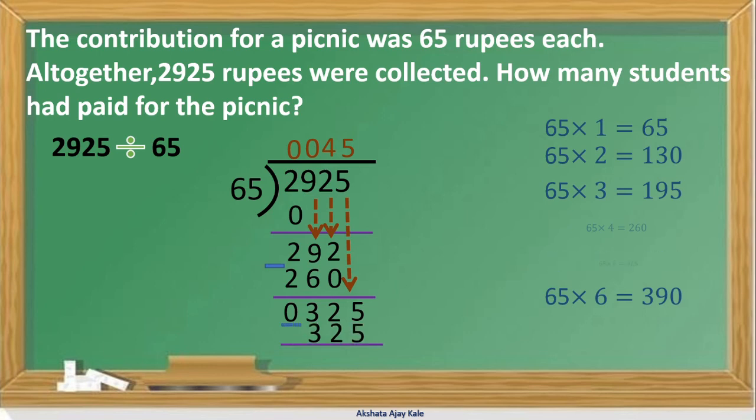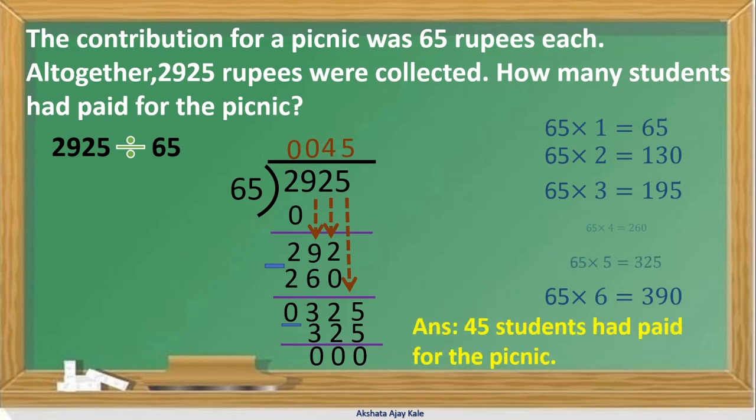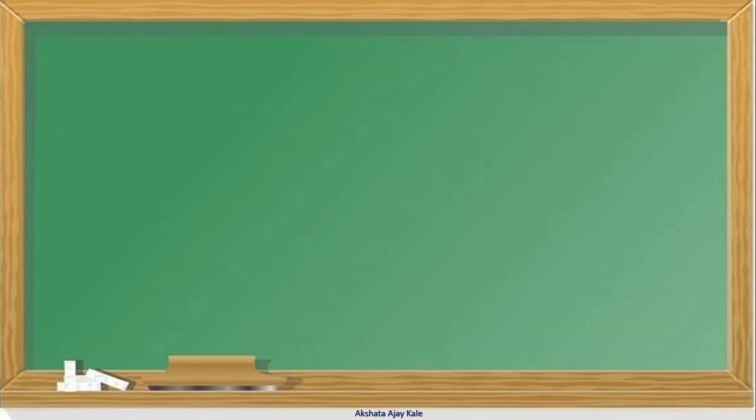Then 325 minus 325, that is 0. Here we got the answer. Means here 45 students paid for the picnic. Right? Got the sum? Same procedure we have to follow. Yes. We'll move to the next sum.